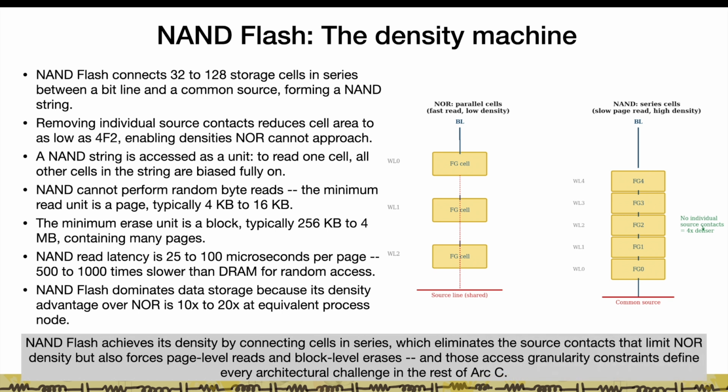So those page level reads and block level erases aren't incidental details. They are the central constraint that drives every architectural challenge in NAND storage: wear leveling, garbage collection, write amplification, read disturb. Everything in ARC-C from C2 onward is downstream of this one topology choice.